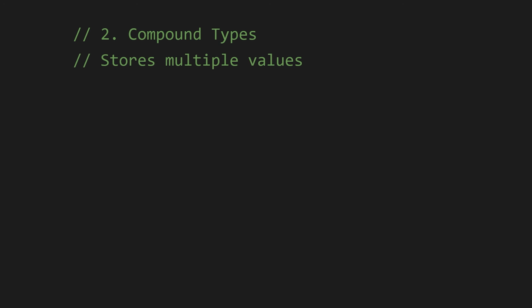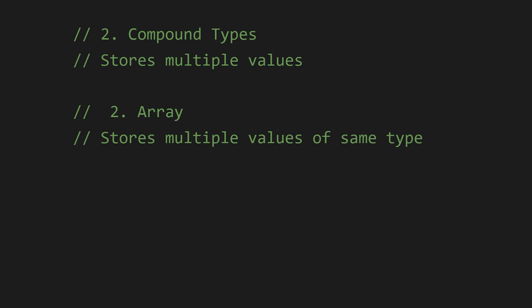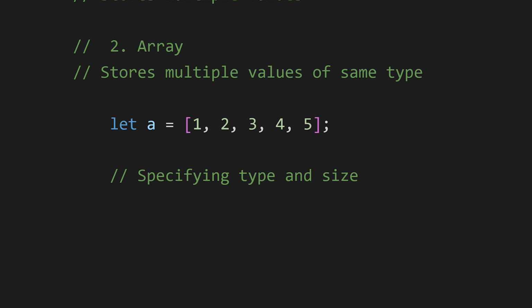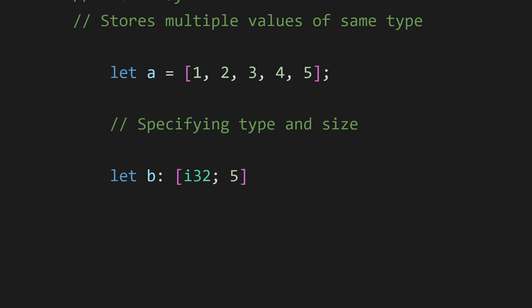Now, if you only want a single value from the tuple, you can access it using a dot followed by its index. Next, we have arrays. Like tuples, arrays can store multiple values. However, while tuples can store values of different types, arrays can only store values of the same type. To declare an array, we use square brackets. We can also clearly specify the type and size of the array. Here, i32 is the type of each element and 5 is the number of elements in the array.